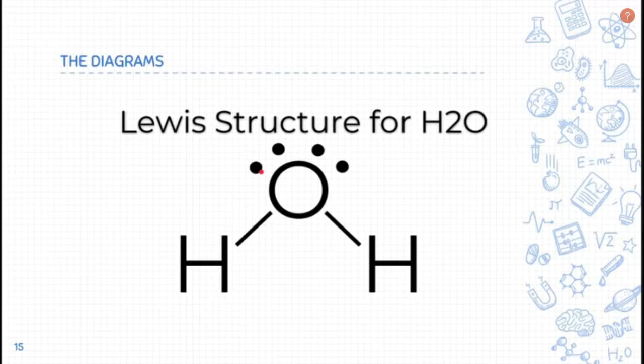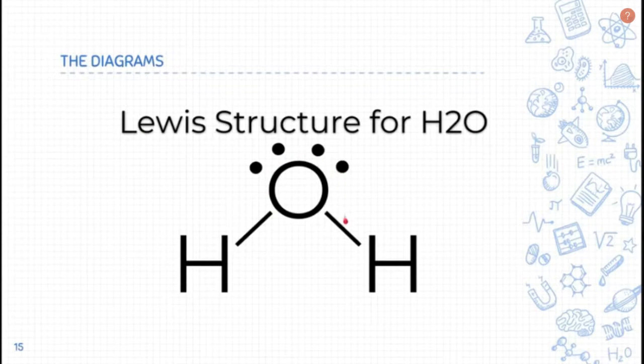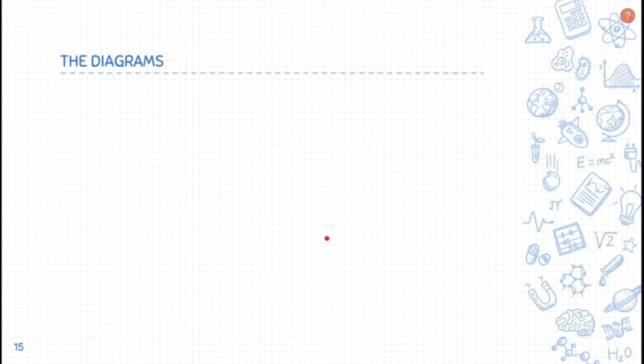So in here, lastly, is the Lewis structure for 2 hydrogen and 1 oxide. And you can see here that the valence electrons are shown, and here is the bonding between the two, like the sharing of electrons between hydrogen and oxygen. Okay, and that's going to be all for the diagrams.